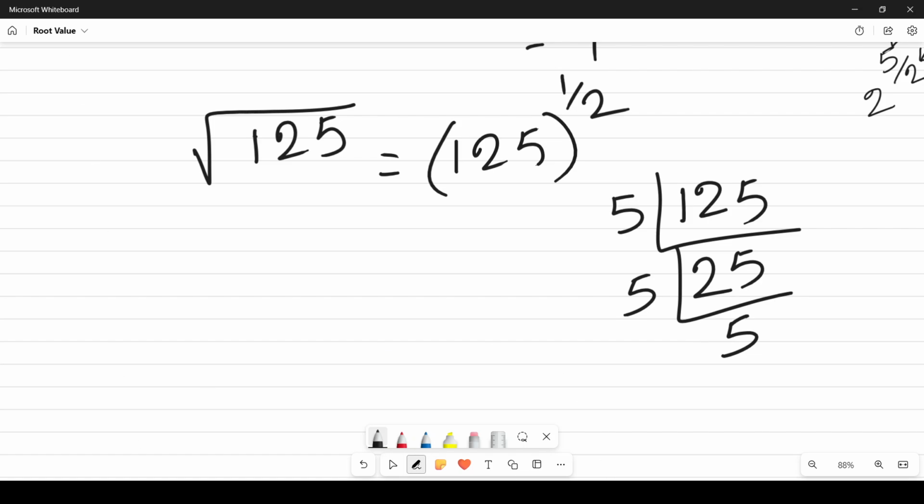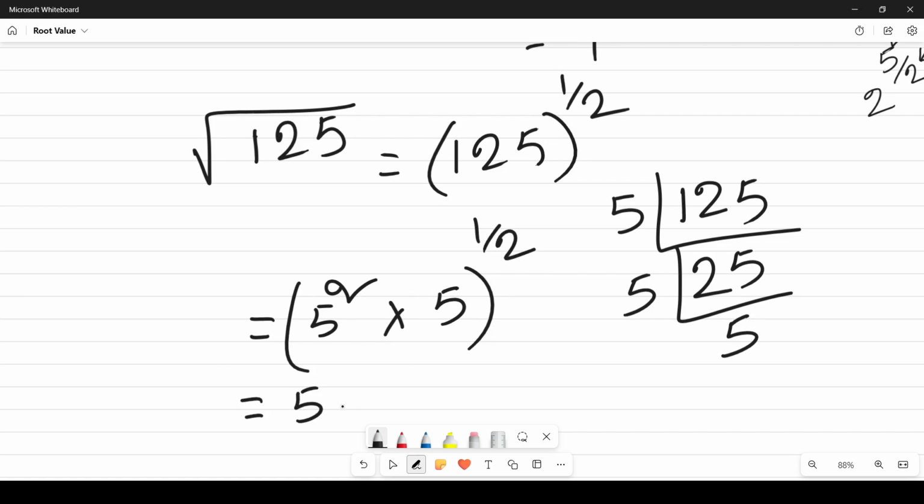Am I right? Let me just check. Yes, of course I am right. So you are left with three fives, so you can simply write it like this: 5 squared, because you have a half on top of it, so you need to get rid of this half, right? So you can just write it like this: 5 squared into 5 to the half. So you're left with a 5 outside and then the square root of 5. That's it. So this is the square root of 125.